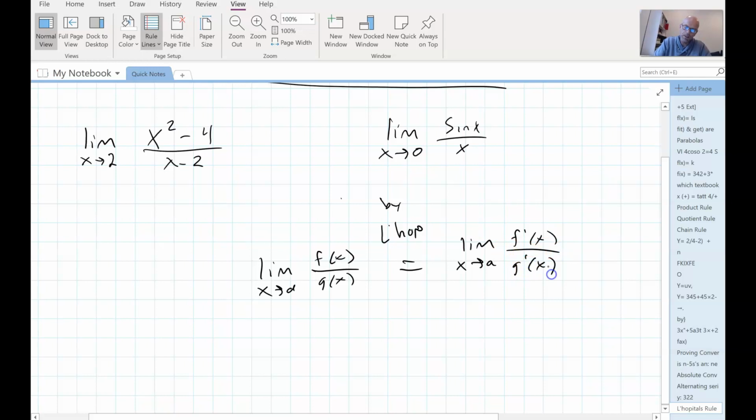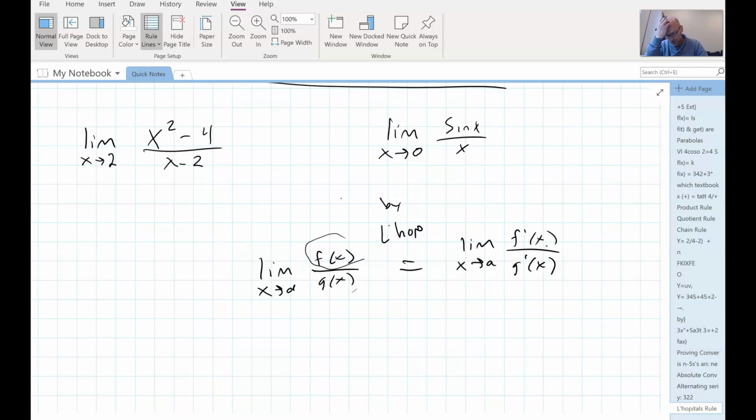So in other words, I can take the derivative of the top and the derivative of the bottom and then reevaluate the limit. Now notice this is not taking the derivative of the whole function, because in that case we'd have to use the quotient rule. It's just taking the derivative of the top of the fraction, taking the derivative of the bottom of the fraction, writing it again as a fraction, and then taking the limit of that. Okay? So that's the idea of L'Hôpital.